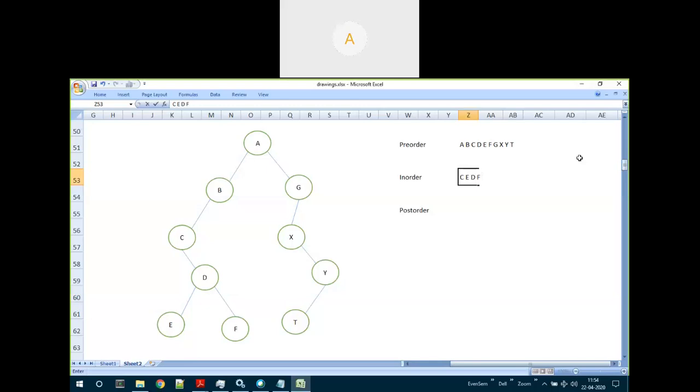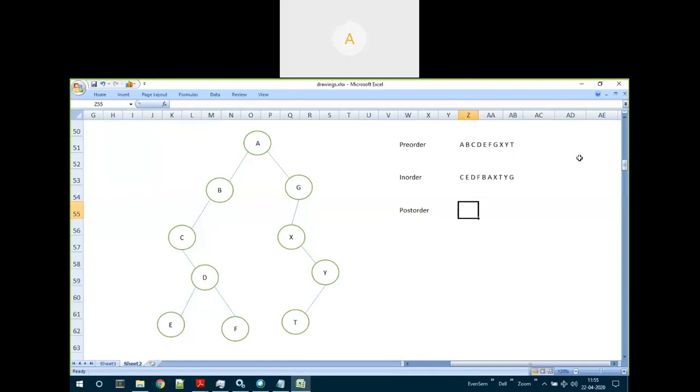After F, B. Then A. After that, X. Then T. Then Y. Then G. This is in order. Okay. Understood? Yes, sir. Okay. Then the post order.